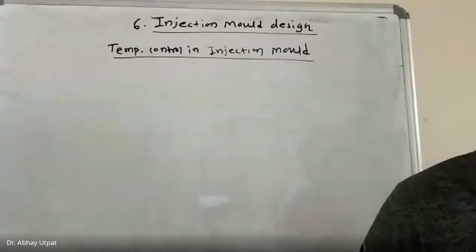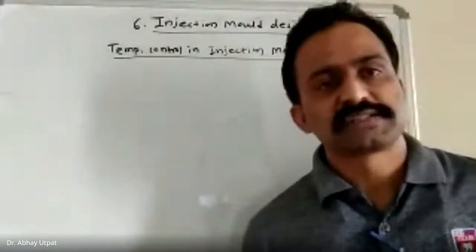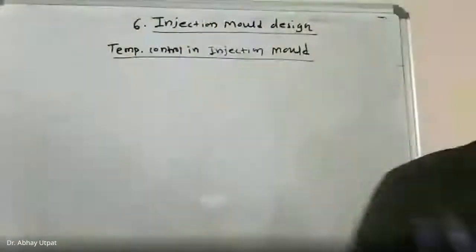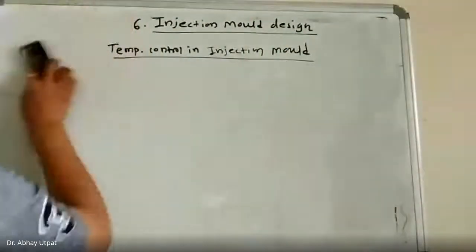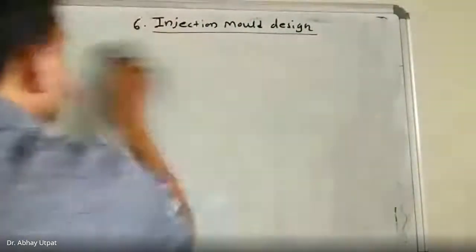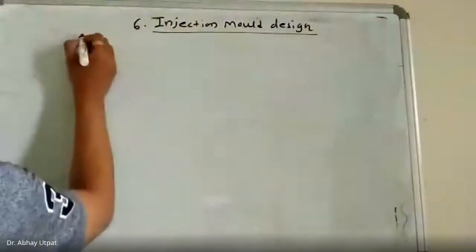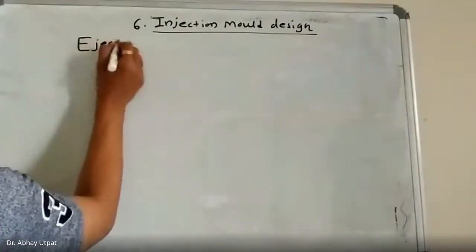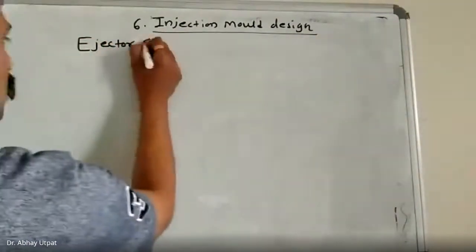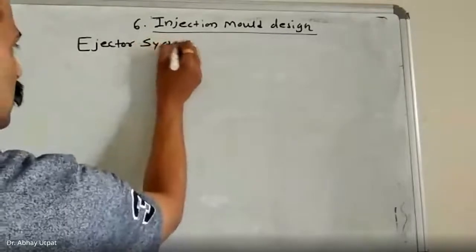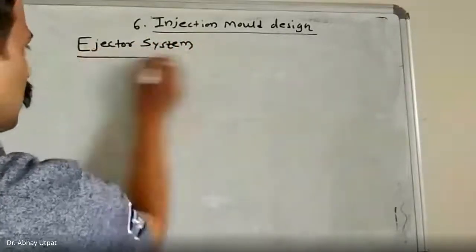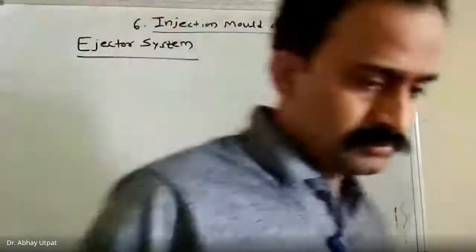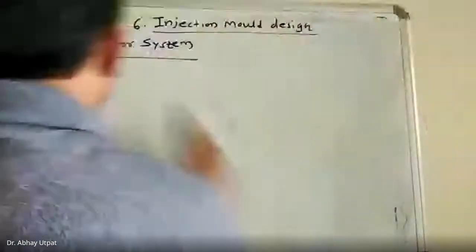Then last sentence: cooling time increases with wall thickness. Now the next important topic is the ejector system, or ejection.